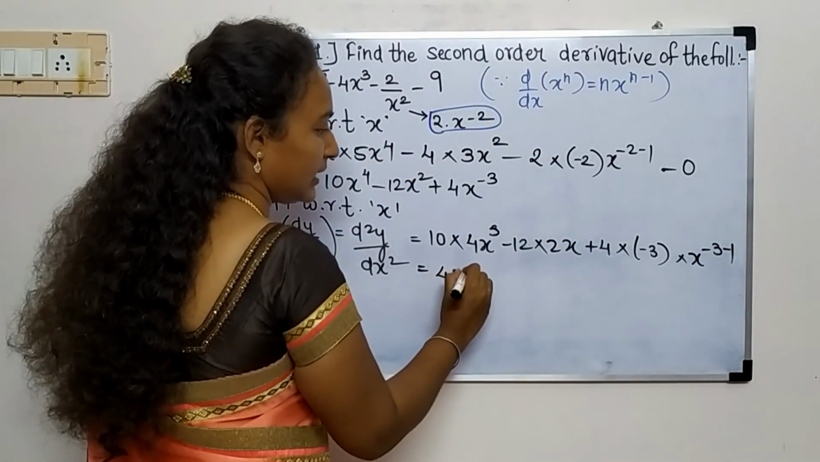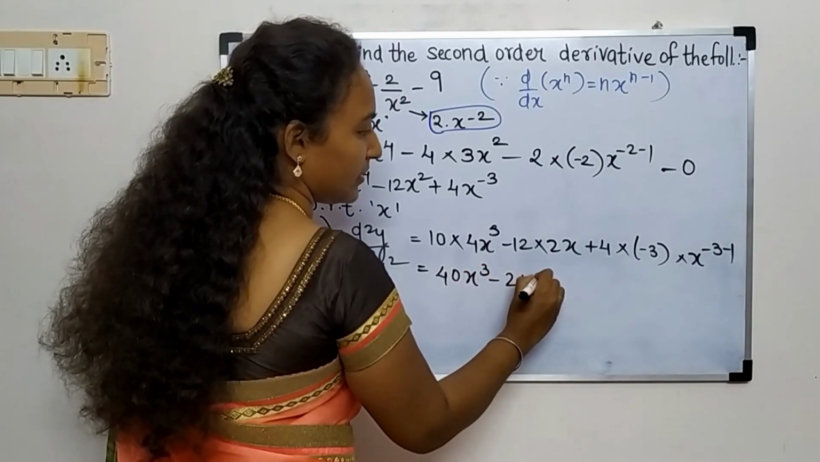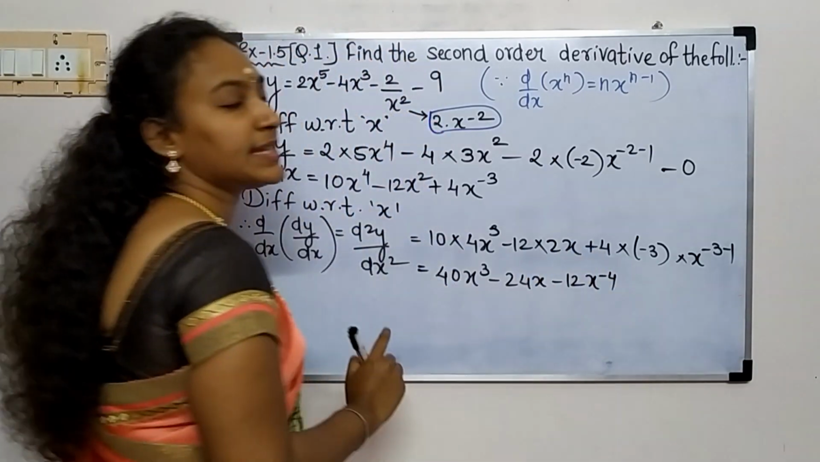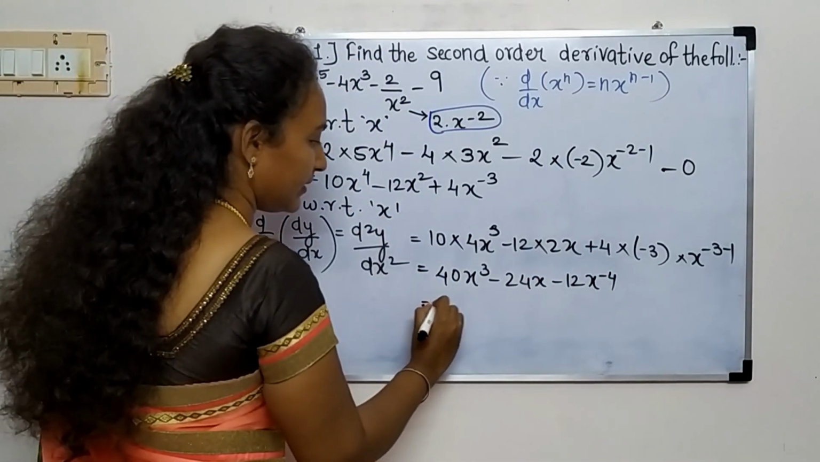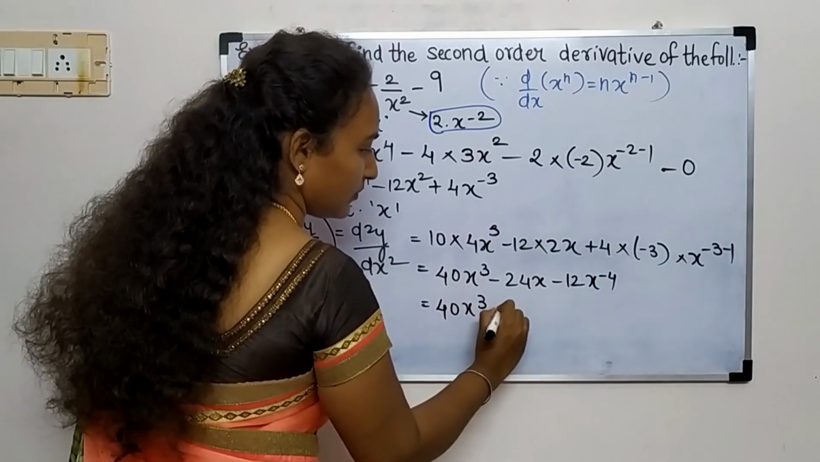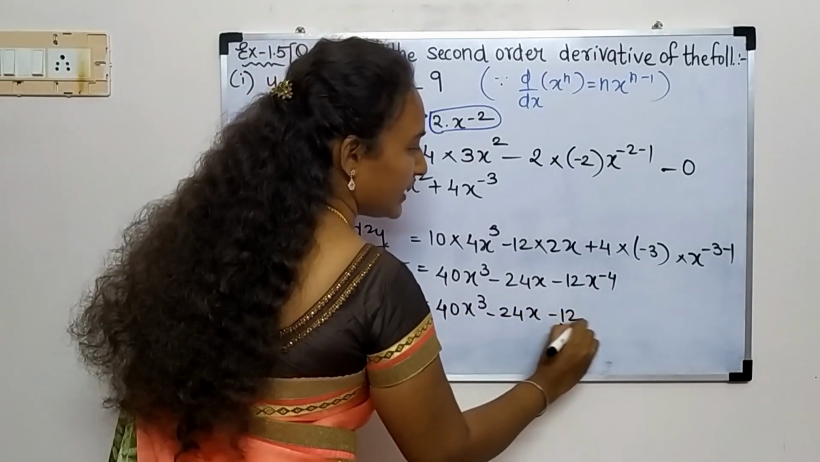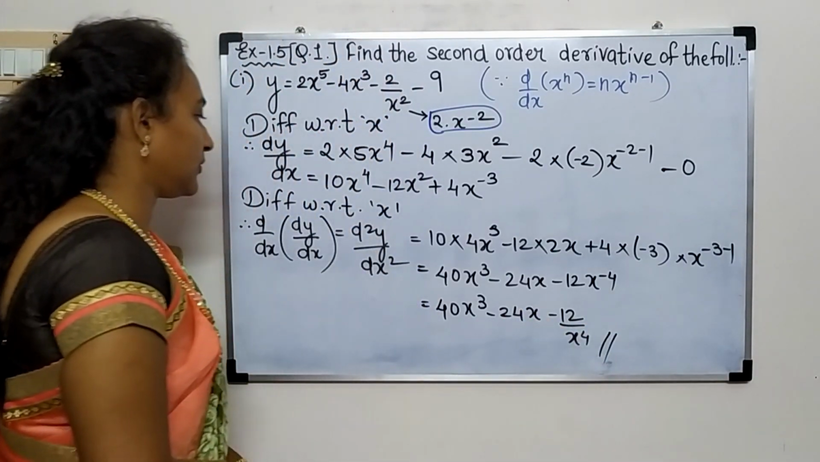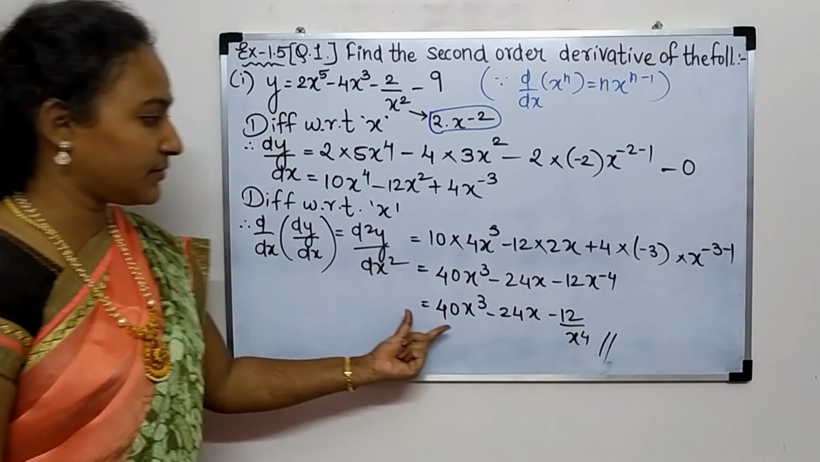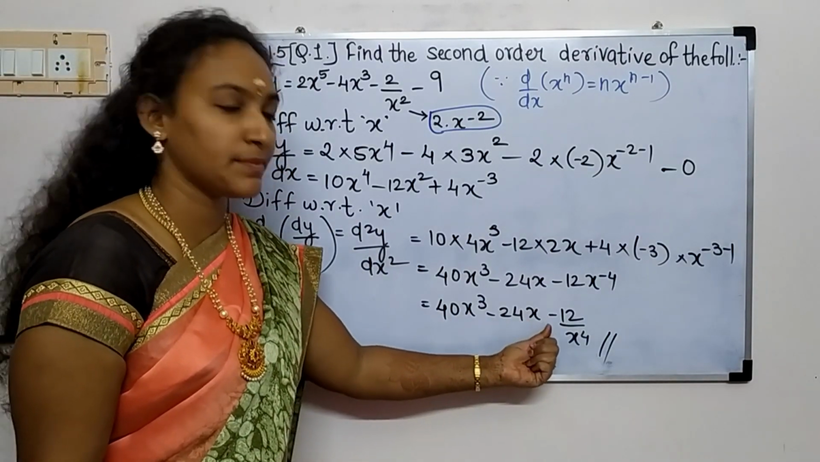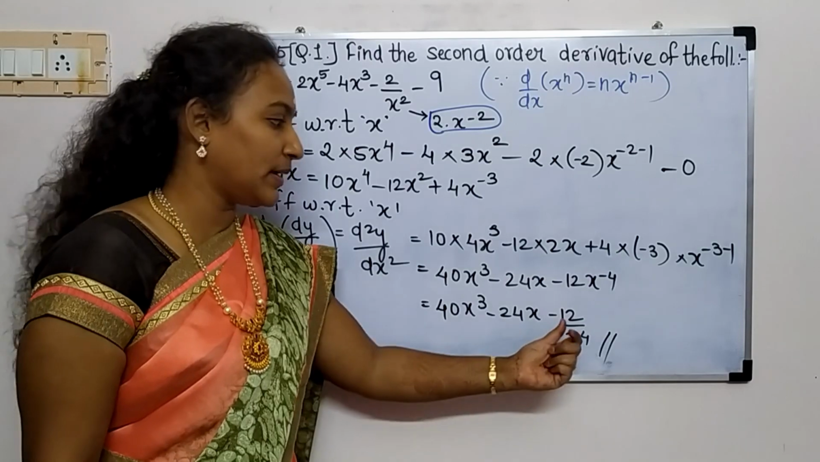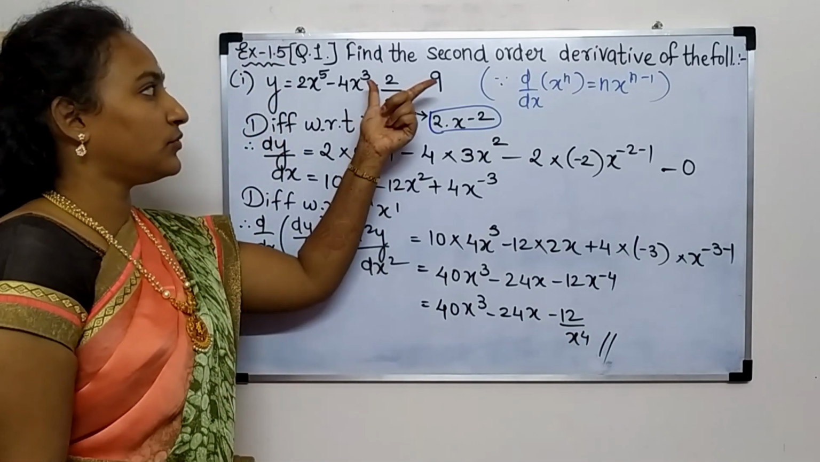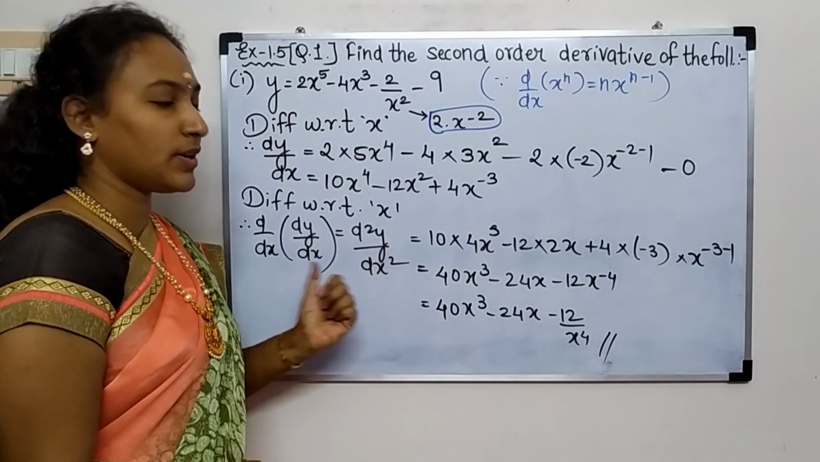Let us simplify this. This will be 40x cube minus 24x minus 12 x raised to minus 4. This x raised to minus 4 can be taken to the denominator. So this becomes 12 upon x raised to 4. So the second order derivative is 40x cube minus 24x minus 12 upon x raised to 4. We want this answer, that is the second order derivative, d square y upon dx square.